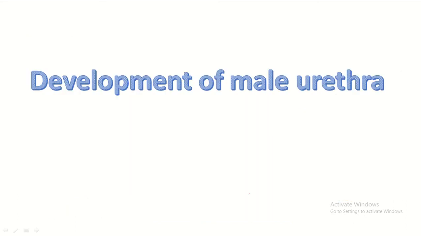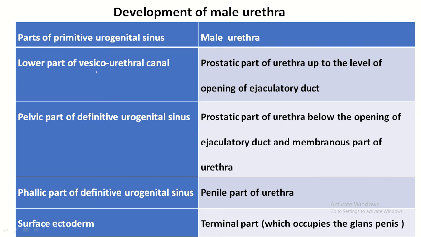Development of the male urethra. The lower part of the vesicourethral canal forms the posterior part of the urethra, up to the level of the opening of the ejaculatory duct. The pelvic part of the definite urogenital sinus forms the posterior part of the urethra below the opening of the ejaculatory duct and the membranous part of the urethra. The phallic part of the definite urogenital sinus forms the penile part of the urethra, and the terminal part of the urethra is developed from surface ectoderm.